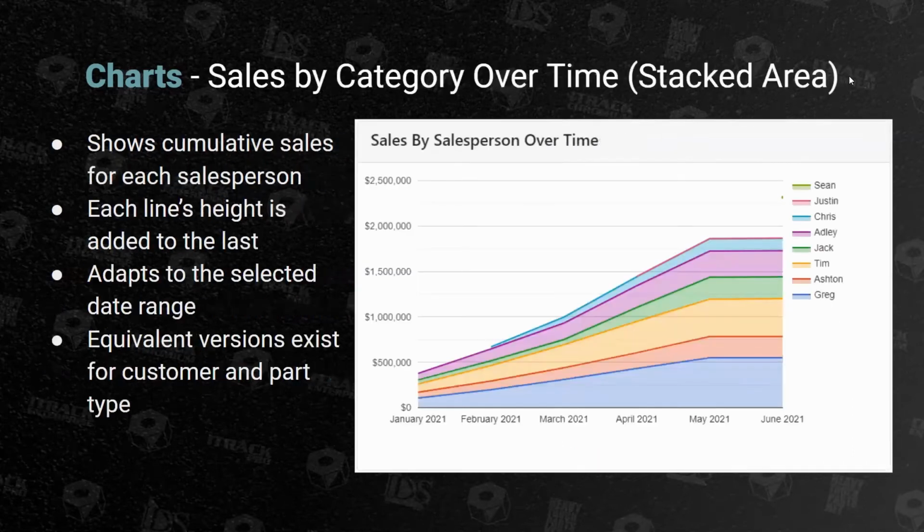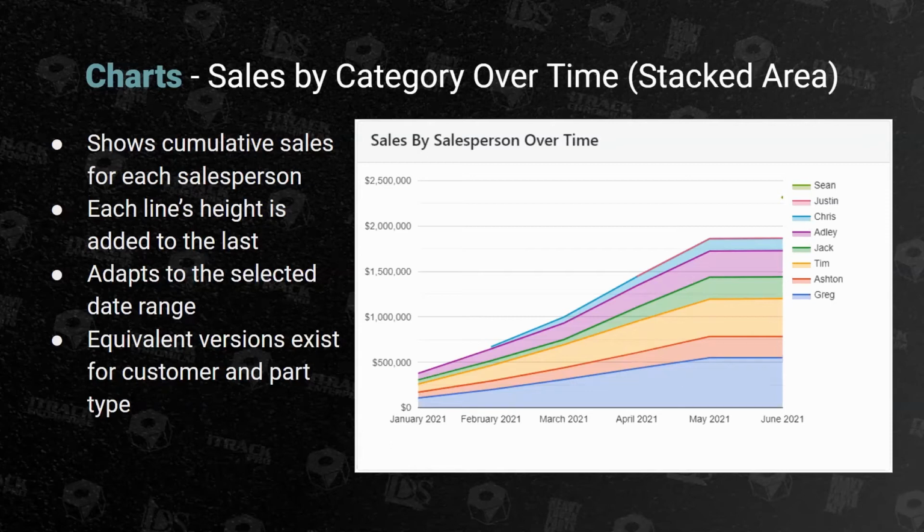So we have a sales over time graph. It's a stacked area chart. And so for this example, it shows cumulative sales over time for each salesperson during the specified time period. And since this is a stacked area chart, each line's height is added to the last in order to represent overall sales. So that basically means that if you look at the total height of all the lines, it represents the total amount of sales for every salesperson.